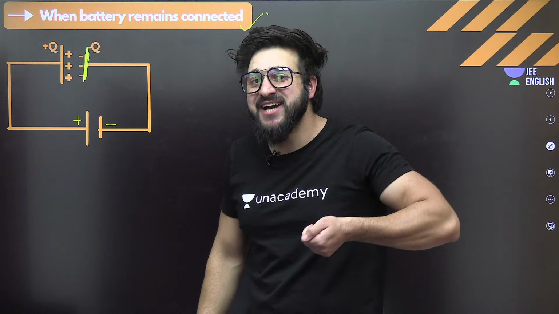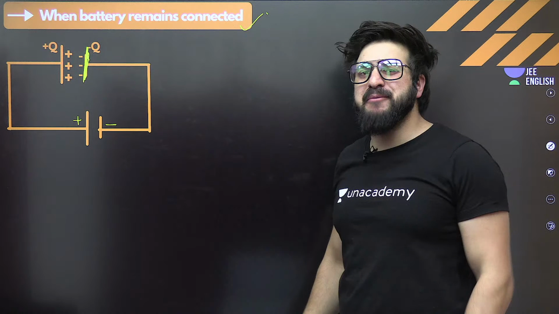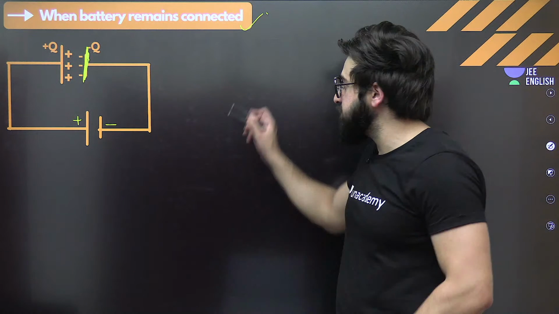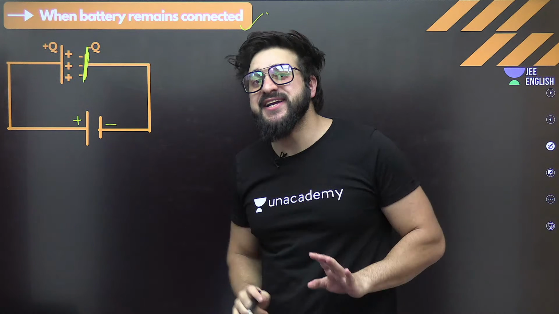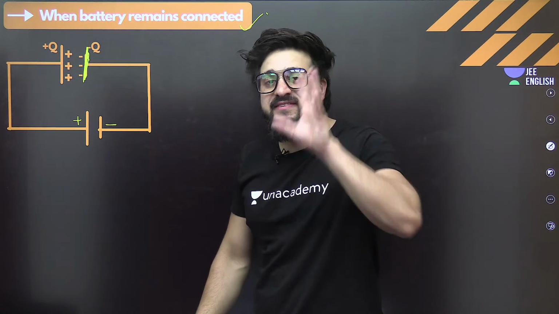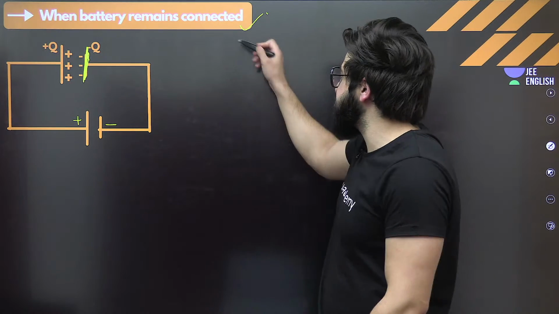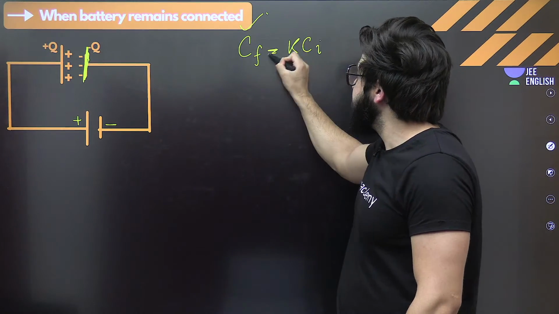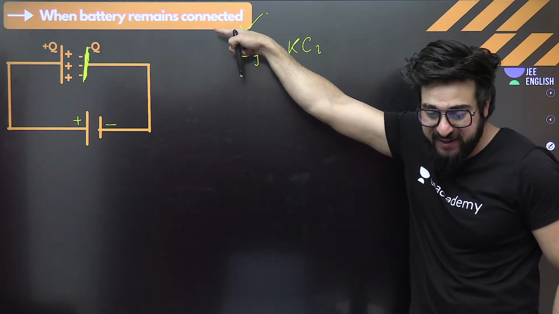What happens with the charge? First of all, let's talk about the capacitance. Whenever we insert the dielectric between the capacitor plates, the capacitance increases. The final capacitance is nothing but K times Ci, where Ci is the initial capacitance and Cf is the final capacitance.